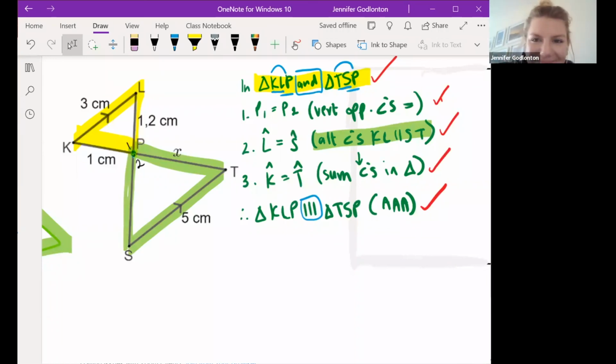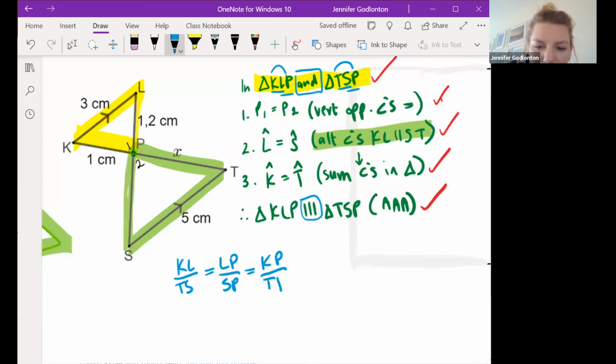In triangle KLP and triangle PST, I had KL over PS equals LP over ST equals PK over PT. Okay, let me just write this here. So we're going to say KL over TS is equal to LP over SP, which is equal to KP over TP. And then I'm just going to say similar to triangle TSP. Okay, cool.